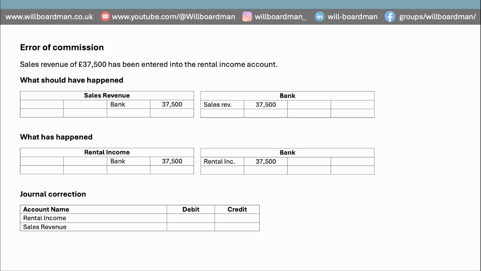The bank entries are correct. So all we need to do is debit our rental income, and that would remove the entry from rental income. So we would enter in 37,500 on the debit side, and then for sales revenue, we would enter in a credit entry of 37,500 as it should have been in the first place. So by doing this, you've successfully removed the amount from rental income and entered it into sales revenue.